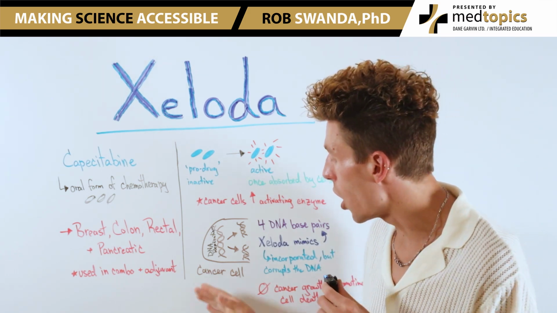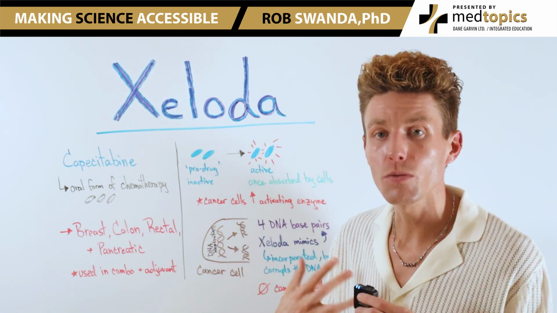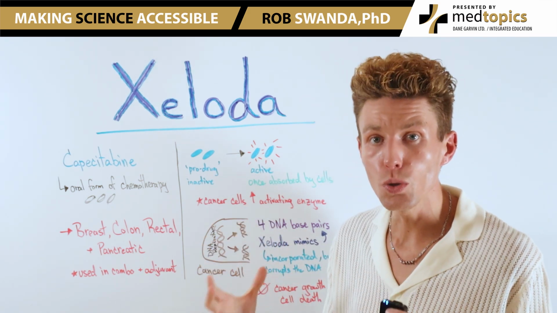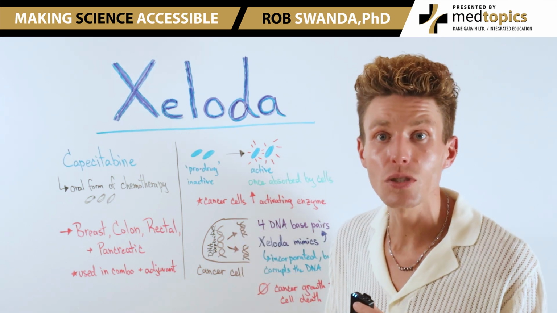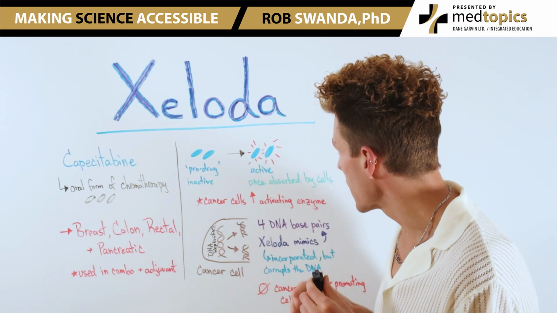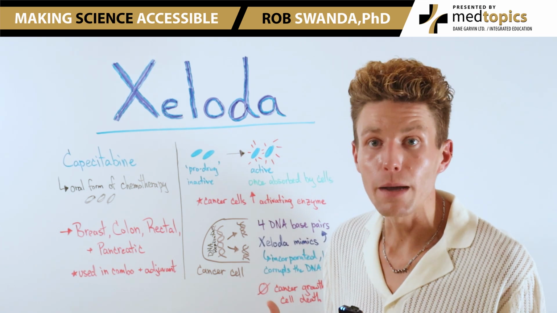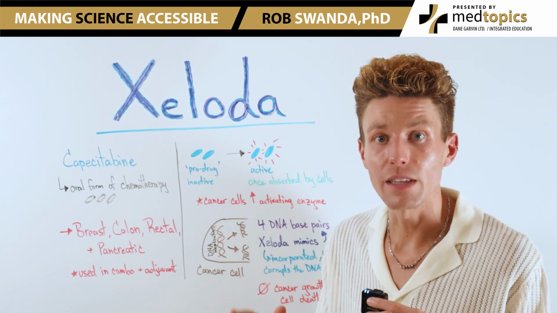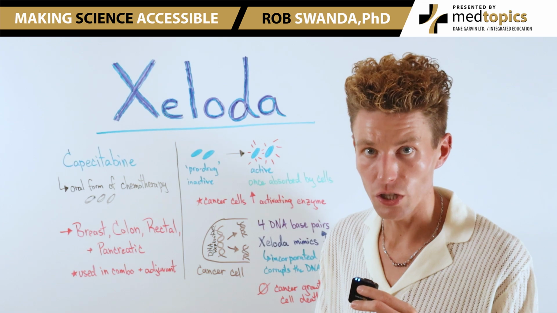So if we zoom in on a cancer cell, when it's going through replication in order to make two cancer cells, its DNA also needs to be replicated. To do that, it uses 4 different DNA base pairs in order to make more DNA. You can almost think of these like Legos that you stack on top of each other.